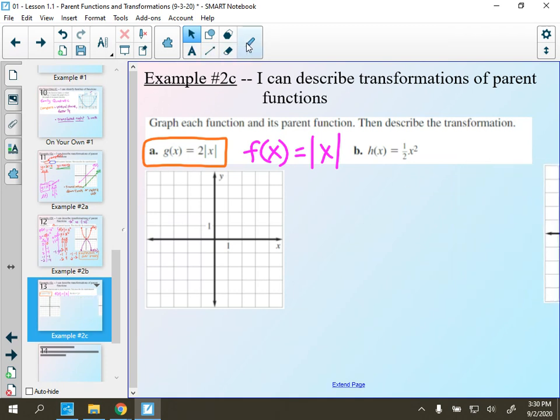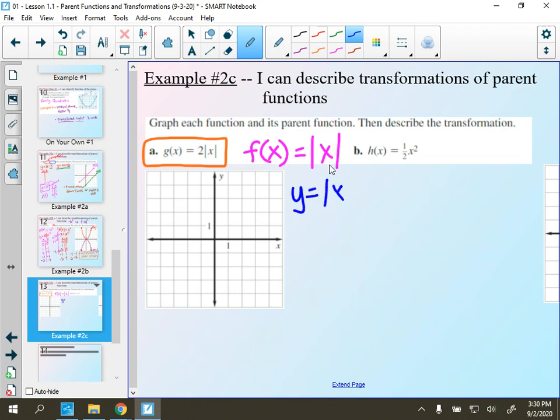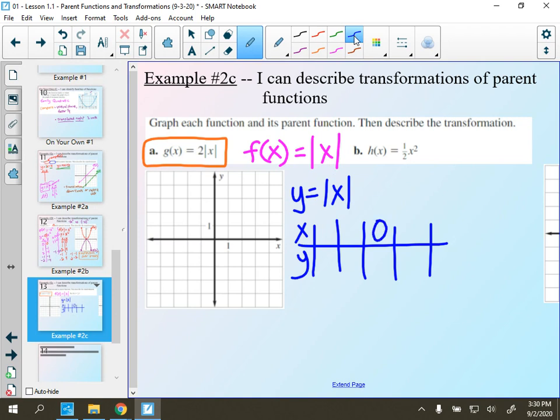Okay. Absolute value, remember, is how far a number is from 0. So let's do the parent function. Let's graph that first. Y equals the absolute value of x. Okay. And when I go to make a table, x, y, just because I have a space here, I'm going to strategically set my table up. If I input a 0, how far is 0 away from 0? 0 units. It is 0. It's not anywhere far from it.